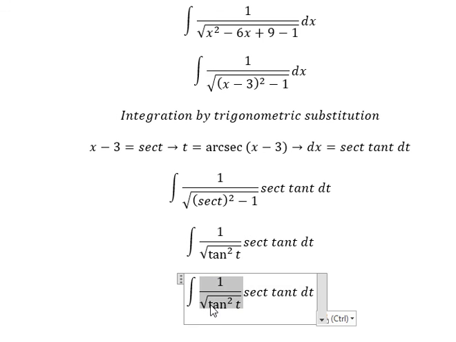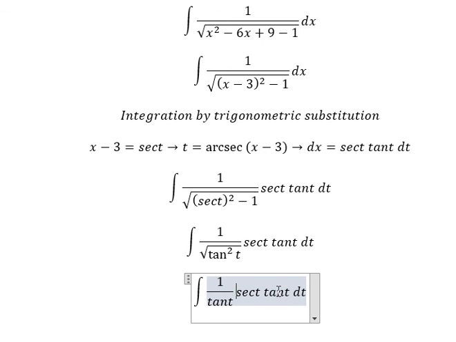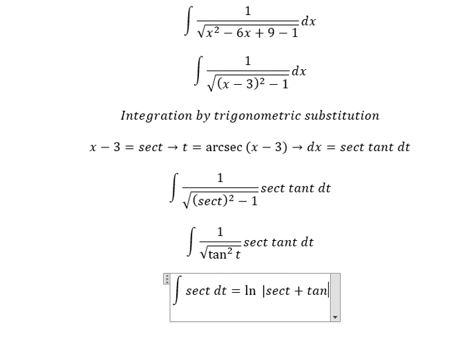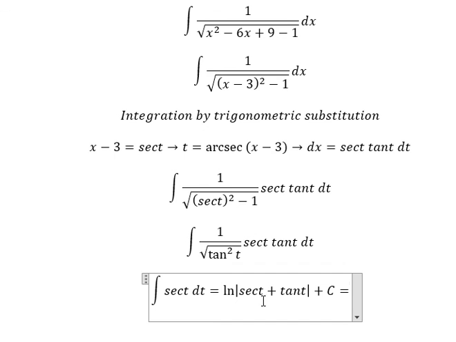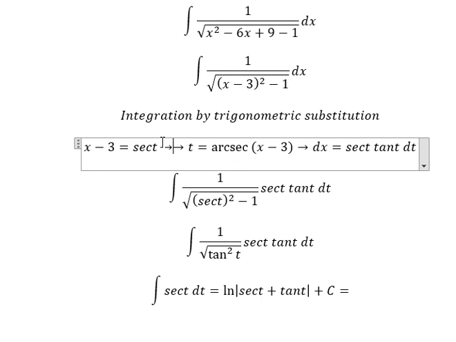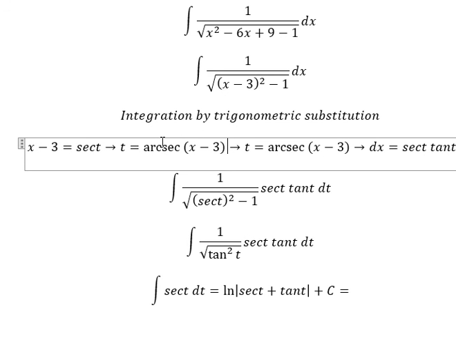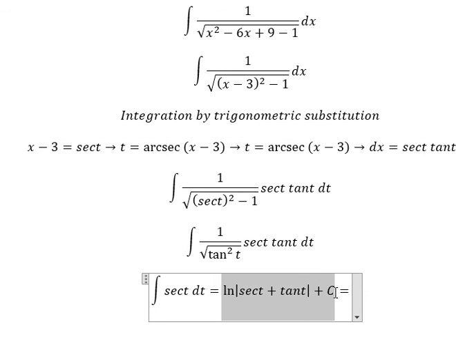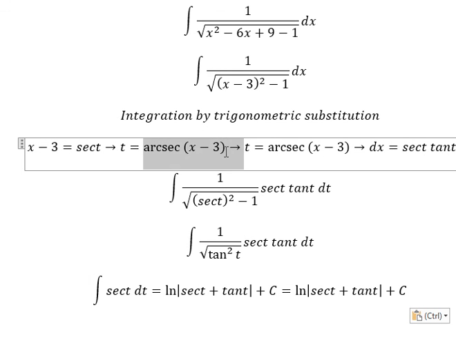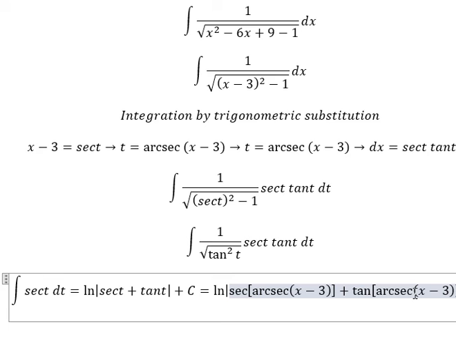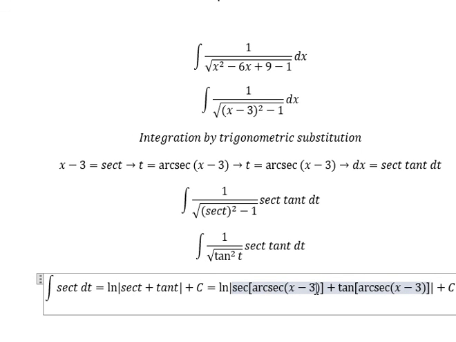So we got 1 over tan t. So we simplify tan t, tan t. And we got the final answer. About t, that's about this one. Secant of secant, you got s minus 3.